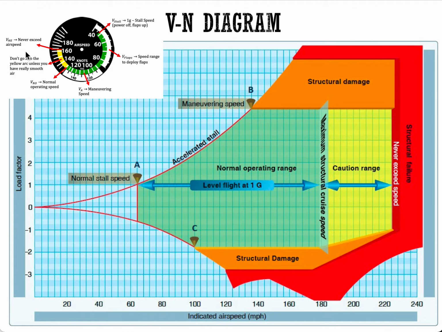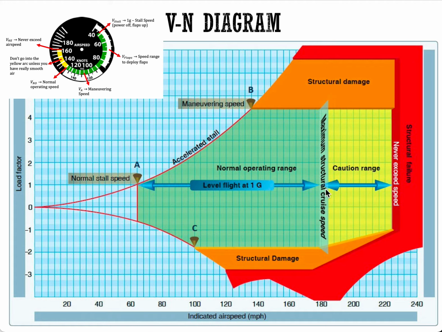All of the speeds in the dials that we talked about in the last slide are actually mentioned here, right? You have the stall speed at point A, that is the 1G stall speed. You get the maneuvering speed VA. You get the maximum structural cruise speed, that's VNO, and then you have the never exceed speed, that's VNE.